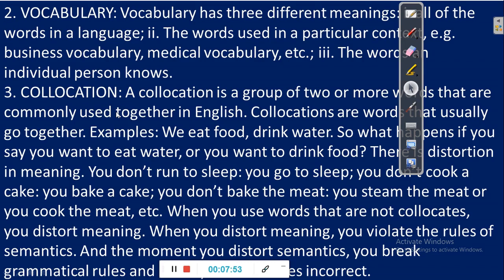You may know the meaning of a word denotatively, but you can only use it correctly in speech and writing when you actually know its collocative meaning. So when we talk of vocabulary or semantics, we talk of the denotative meaning, the connotative meaning, and the collocative meaning. Of course, this is a lesson for another day, but let's begin to solve the problems.